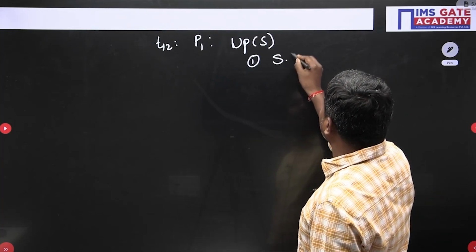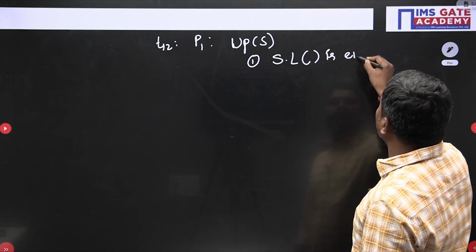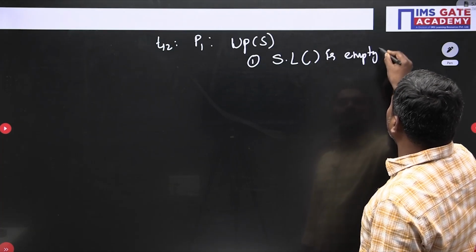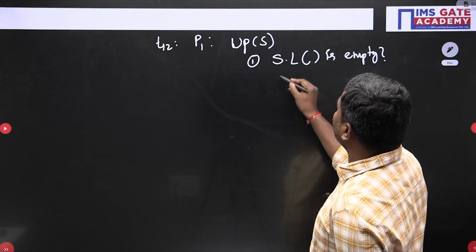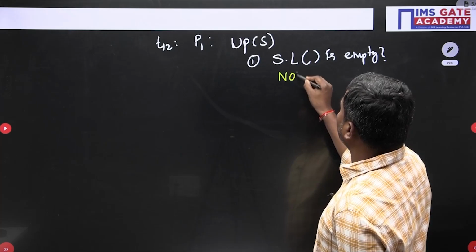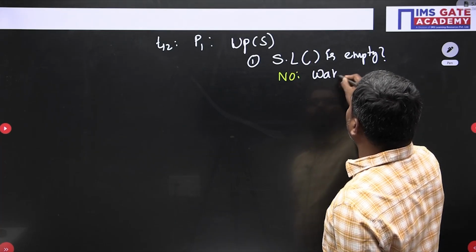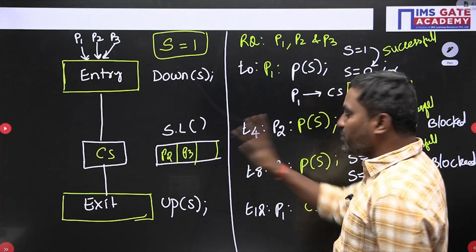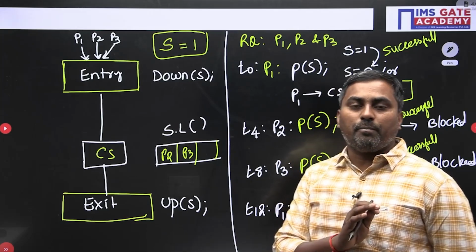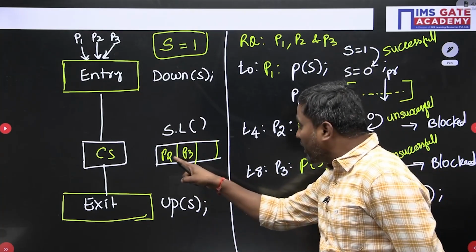So the first operation: check whether S.L, the Q, is empty. We should check the condition. If it is not empty, the answer is no. Then what should I do? You should wake up a process. As per this example, which process should I wake up, P2 or P3? Pause the video and think: should I wake up P2 or P3?